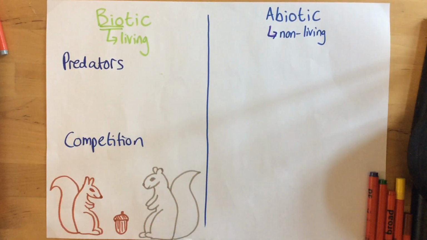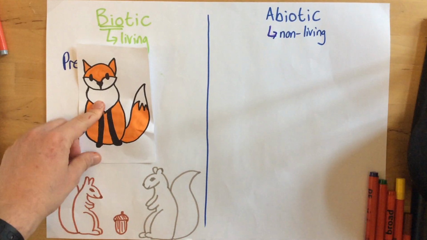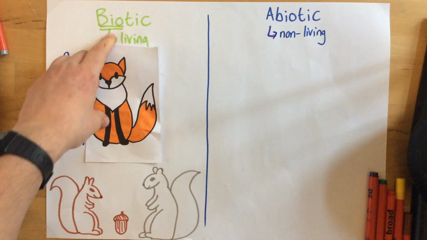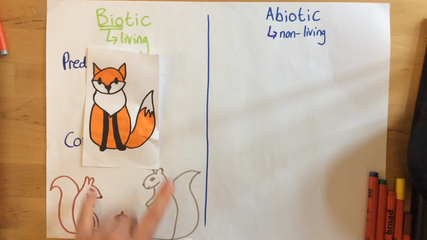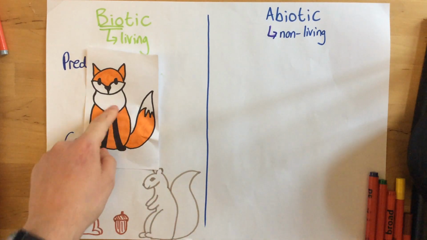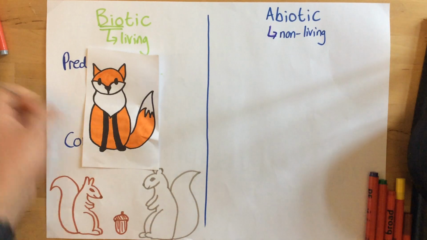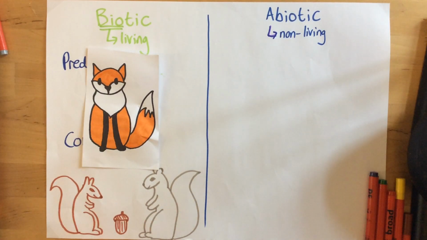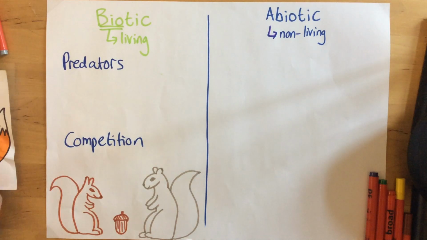Another key point is predators, another biotic factor that could be introduced. So imagine, let's say we have both of these squirrels coexisting. If we were to introduce a predator, such as this fox here, again, it's a biotic factor because it's a living thing, it would alter the numbers of these squirrels because the fox could prey on these squirrels. So the number of squirrels, the population, could decrease. So again, we're looking at a biotic factor.